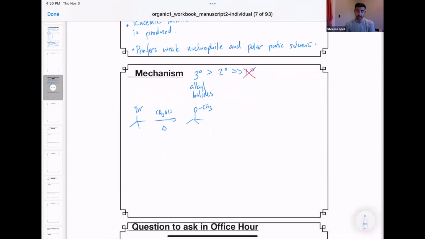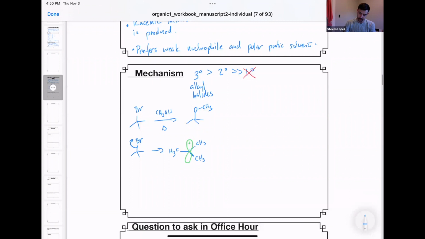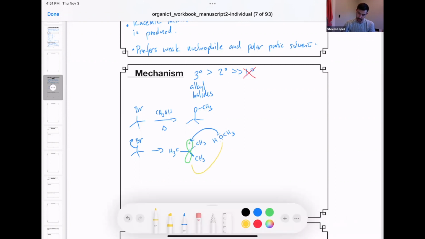The tertiary alkyl bromide: the first step in SN1 reactions is that the leaving group has to leave. When this bromine leaves, you're left with a tertiary carbocation. This has a positive charge. In the next step, methanol, which is floating around in the solution, can attack from the top face, or it can attack from the bottom face of this p orbital. And this gives two different products.